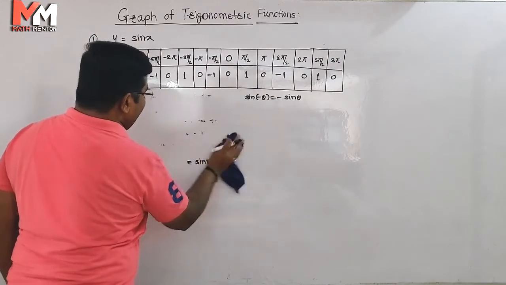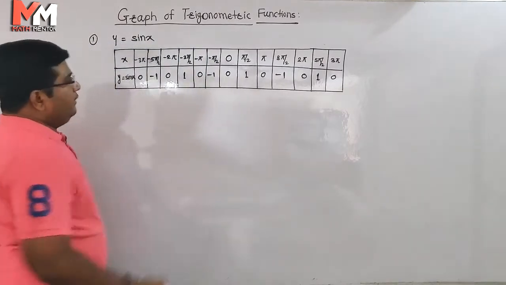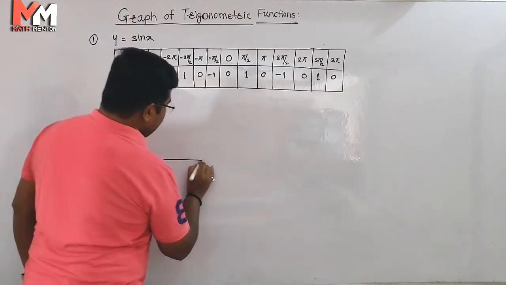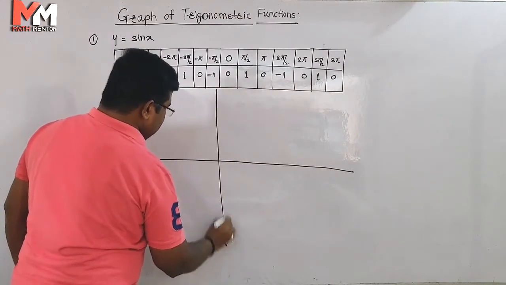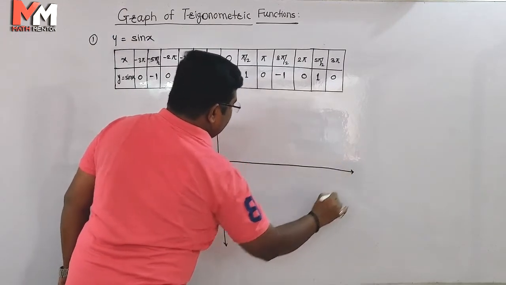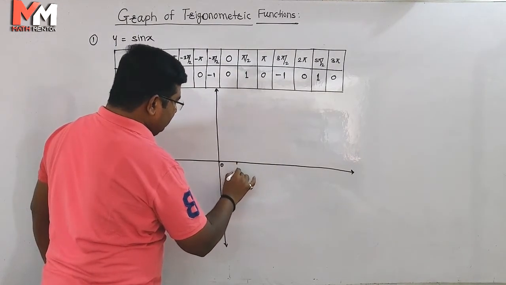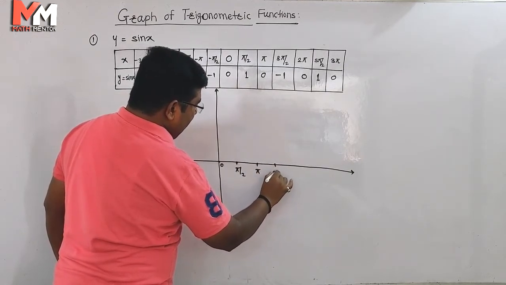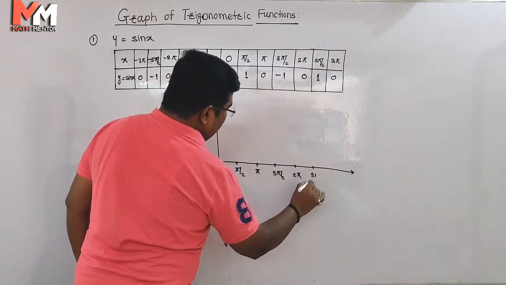Now let us draw the graph of sin x. Drawing the graph is a very simple process. This horizontal line is the x axis, the vertical line is the y axis, and their intersection is 0, which is called the origin. To the right side always positive values, that is plus pi by 2, plus pi, plus 3 pi by 2, plus 2 pi, plus 5 pi by 2.